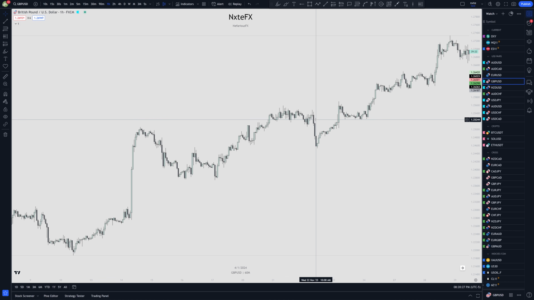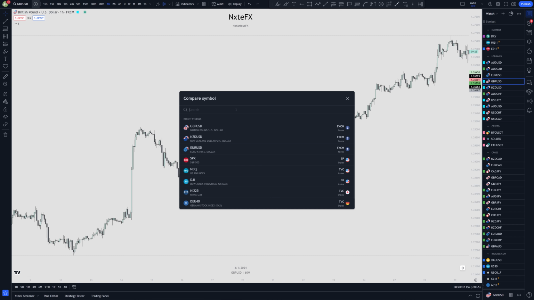In order for you guys to pull up two charts at the same time, there's two ways. Whichever one you prefer, go with that one. One is go to this little plus icon and then search your correlated pair. So right now we've got GU. Now we're going to go with Euro USD.